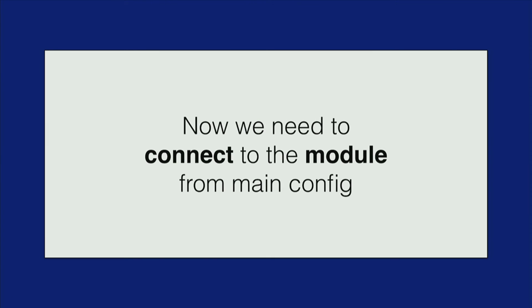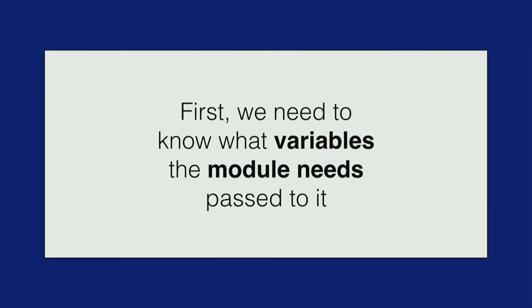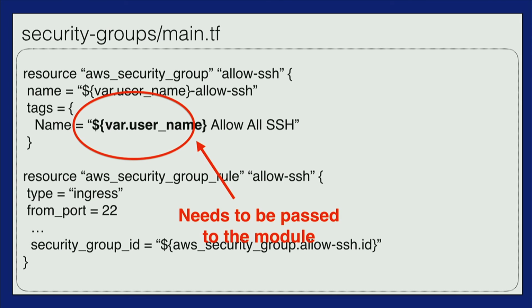And now that we have this code in its own module, we need to be able to connect to and use the module from our supermarket cluster config file. And this is often the trickiest part of refactoring Terraform code into modules, figuring out how to connect to it. So the first thing we need in order to wire them together, we need to know what variables we need to pass from the supermarket cluster config into the module's config. So let's take a look at the module's new main config and check out what variables it uses.